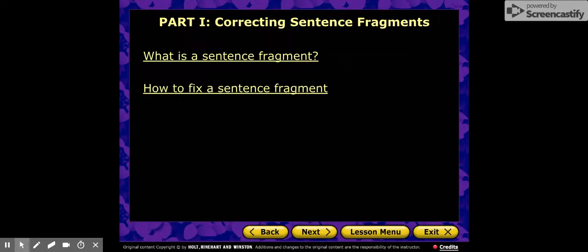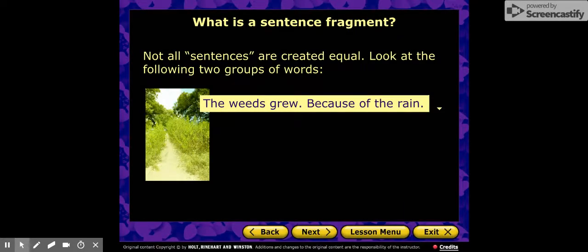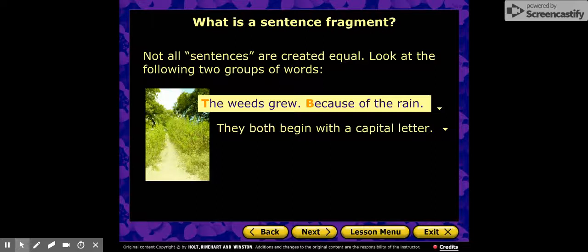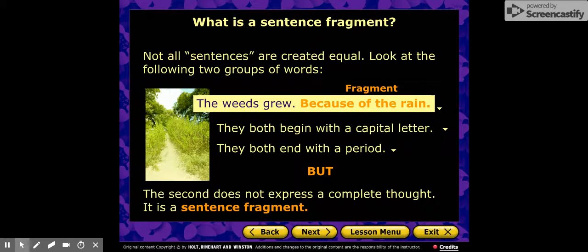Right, you're at station 2 about sentence fragments. Not all sentences are created equal. The weeds grew because of the rain. Are those really sentences? They look like it. They start with a capital letter. They have a period, but they're not.